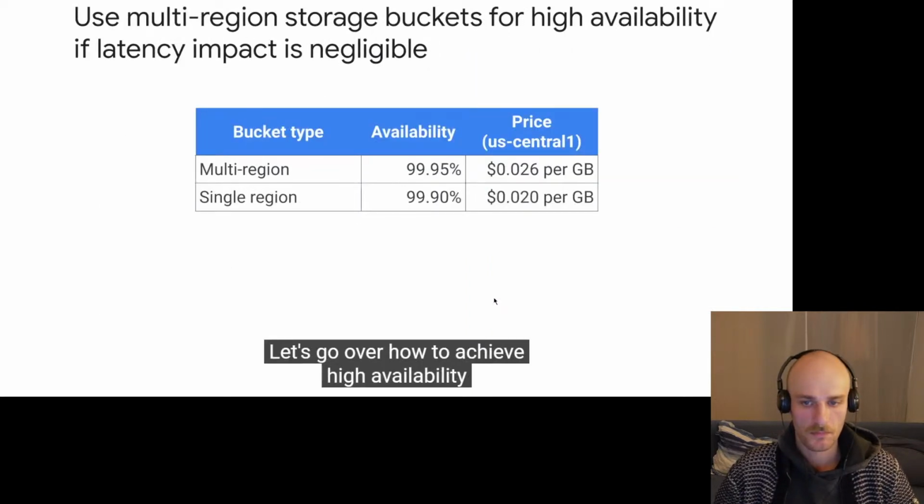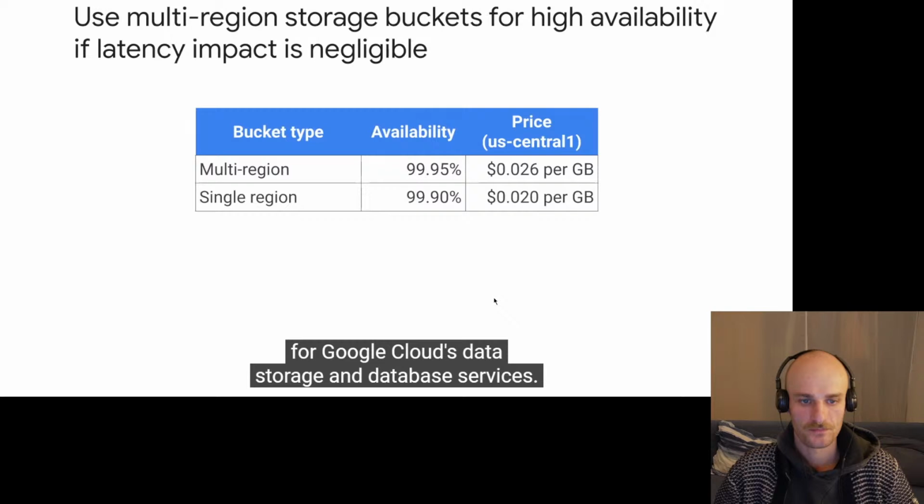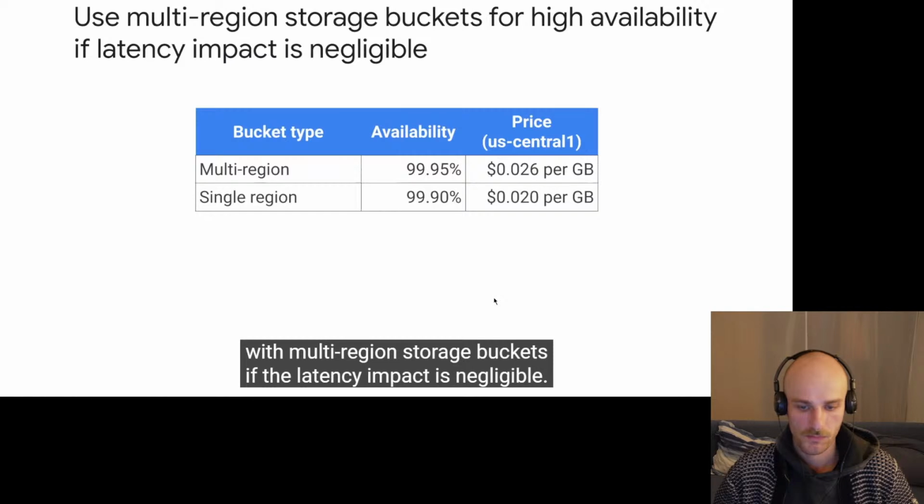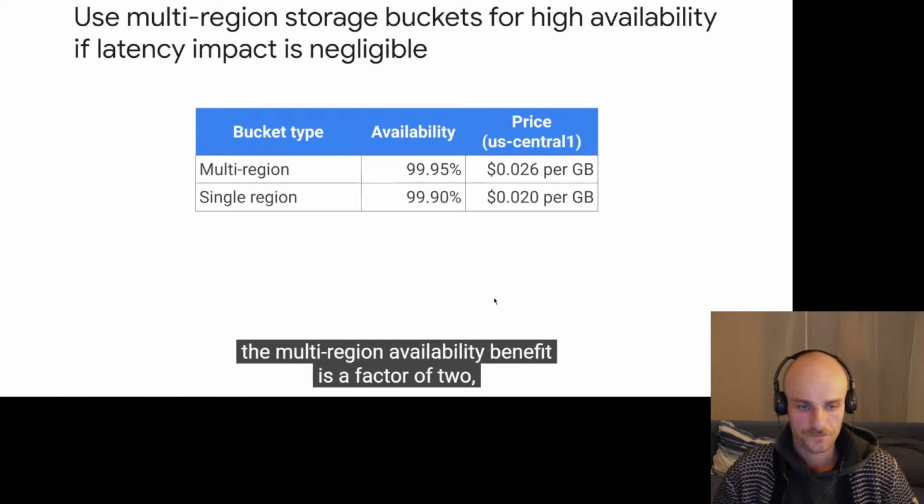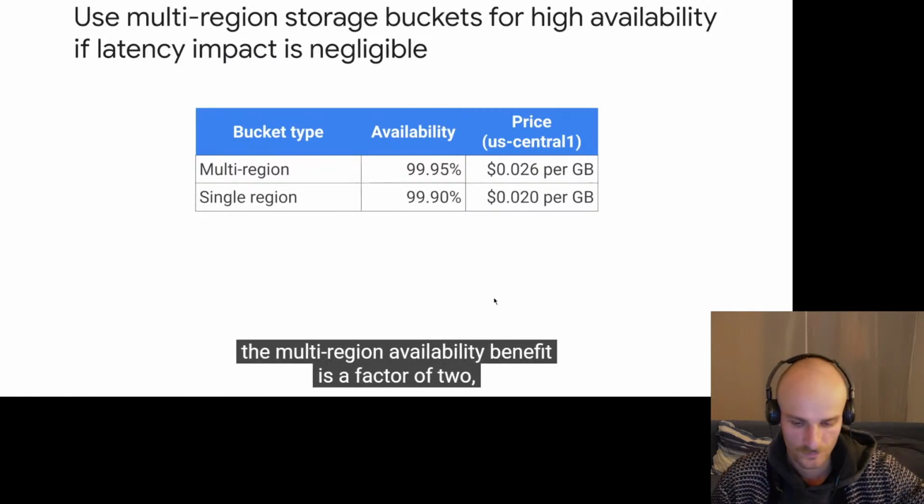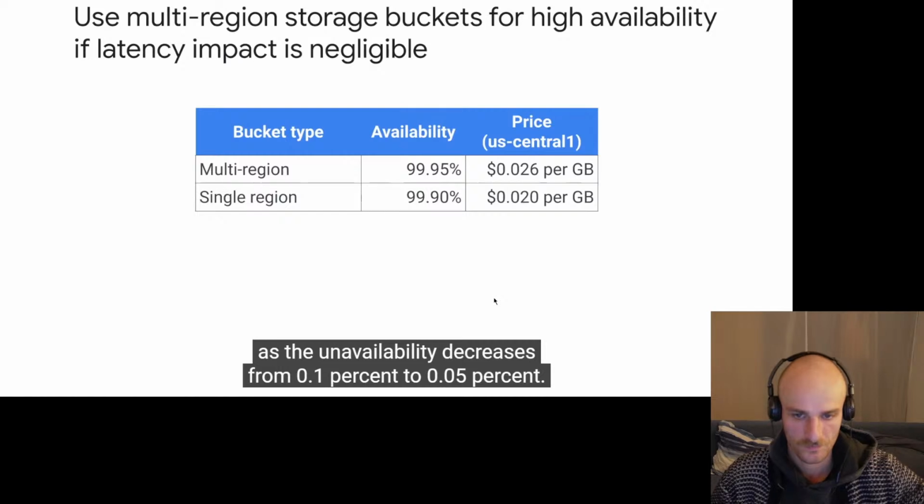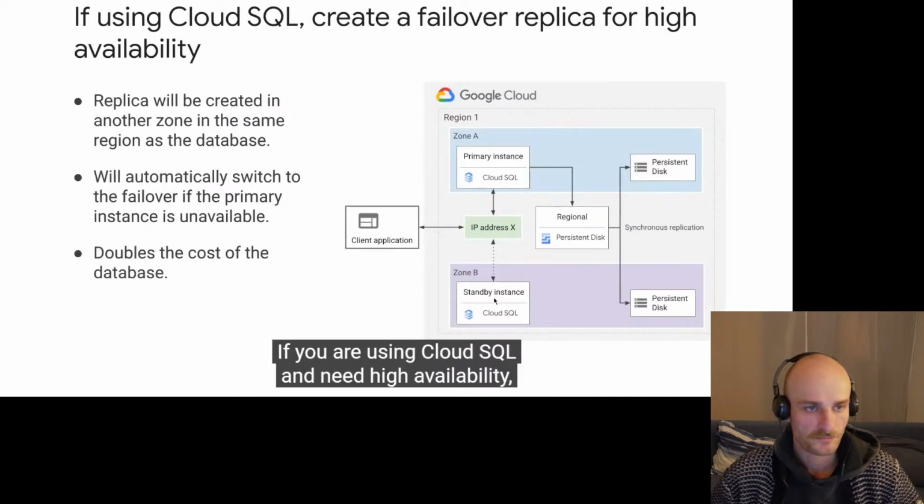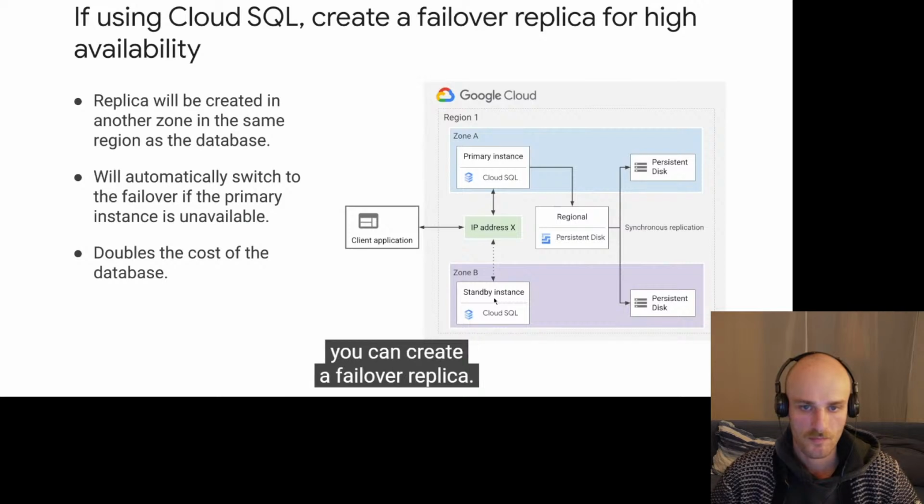Let's go over how to achieve high availability for Google Cloud's data storage and database services. For Google Cloud Storage, you can achieve high availability with multi-region storage buckets if the latency impact is negligible. As this table illustrates, the multi-region availability benefit is a factor of 2 as the unavailability decreases from 0.1% to 0.05%. If you are using Cloud SQL and need high availability, you can create a failover replica.